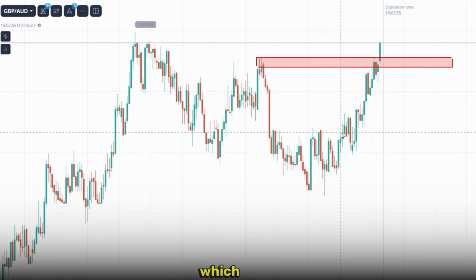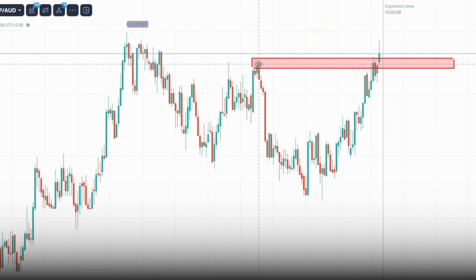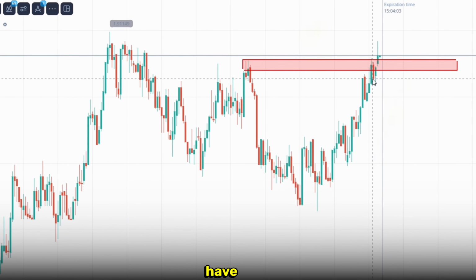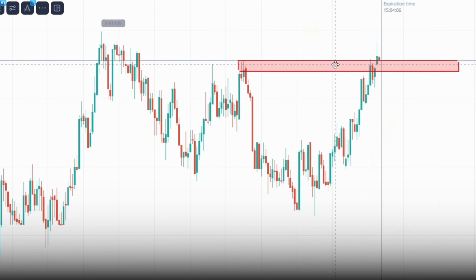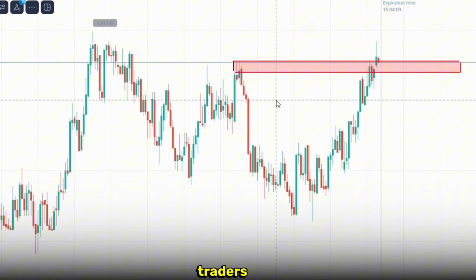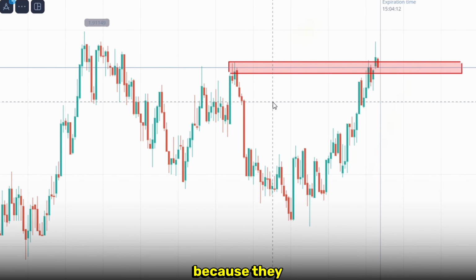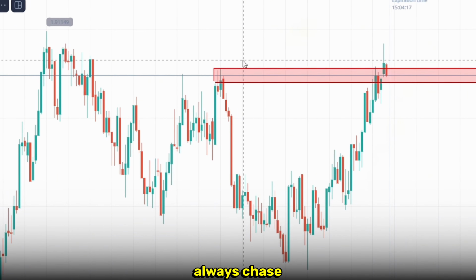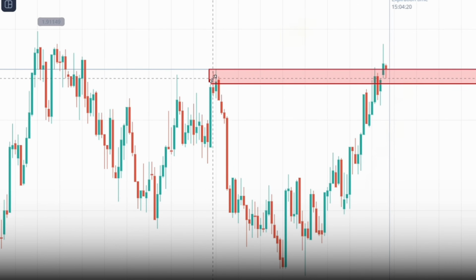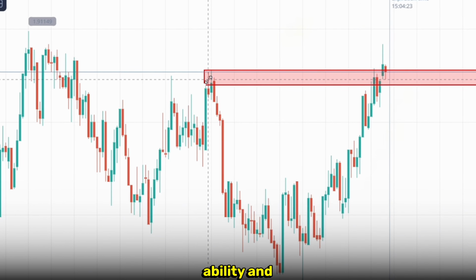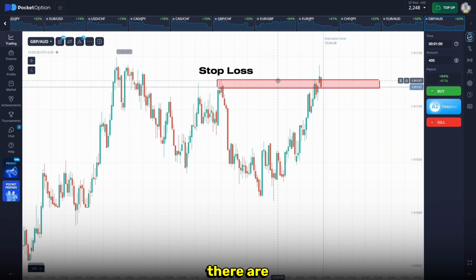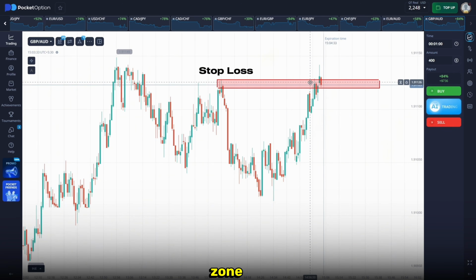The price is going up, which I was not expecting, because according to me the price should fall. Maybe it is going up to grab liquidity from the traders who have high risk taking ability. We are only targeting the majority of traders who risked only a few pips, because they most likely target bigger profit with minimum risk, and that's why we always chase traders who have low risk taking ability, and that's why they have smaller stop loss. So this is the zone where I expect that there are multiple stop losses of multiple sellers, and that's why I use the same zone for reversal.